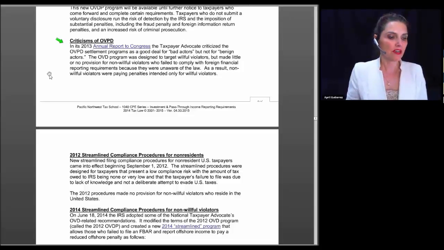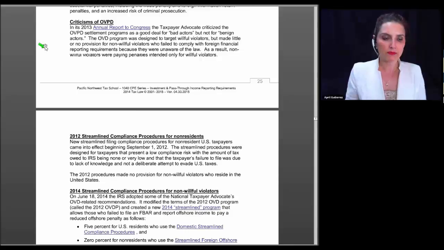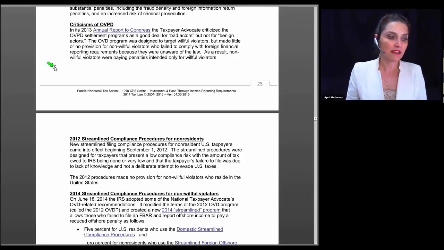In the annual report to Congress, the Taxpayer Advocate described the offshore voluntary disclosure program as a good deal for bad actors, but not for benign actors. In other words, the OVD program was designed to target willful violators, but made little or no provision for non-willful violators who failed to comply with foreign financial reporting requirements because they were unaware of the law. And as a result, many of the people who decided to participate in the voluntary offshore procedures were people who shouldn't have been using them at all.